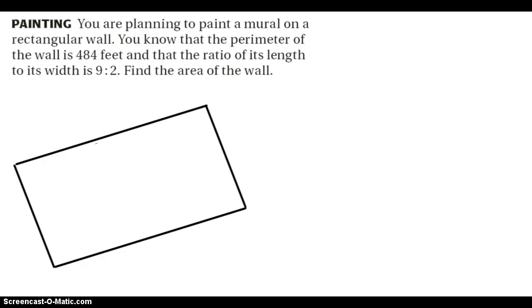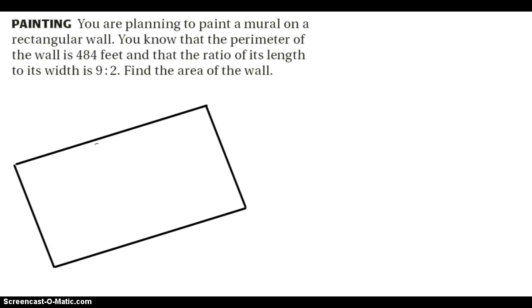The second type of textbook problem that we have is this. You're planning to paint a mural on a rectangular wall. You know that the perimeter of the wall is 484 feet, and the ratio of its length to width is 9 to 2. Find the area of the wall. There's some extremely important information here. Obviously, the perimeter is 484, so that's completely around the outside.